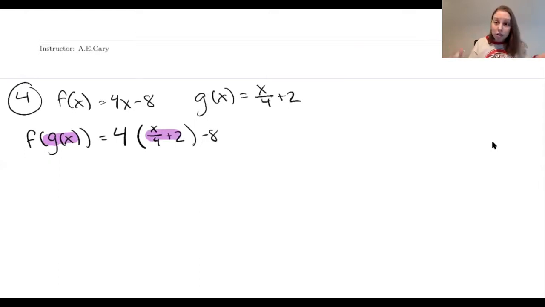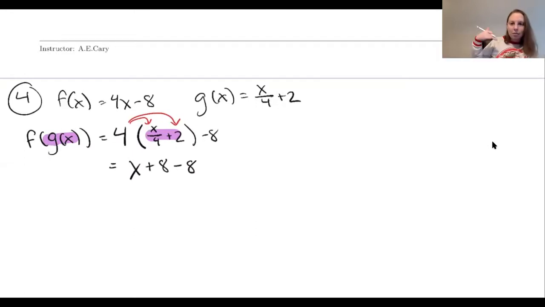Now we have to use our algebra skills, see what we get left over. So I'm going to distribute this 4. Multiplying by 4 and dividing by 4 cancels out, just gives us x. 4 times 2 gives us plus 8. Minus 8, oh hey, that plus 8 minus 8 cancel out. We're just going to be left with x. But we can't stop there. We also have to go the other direction.